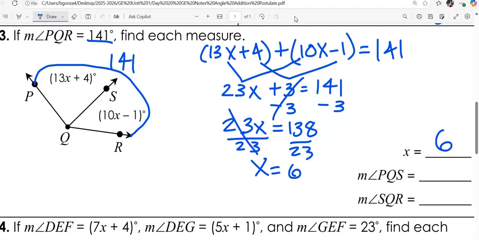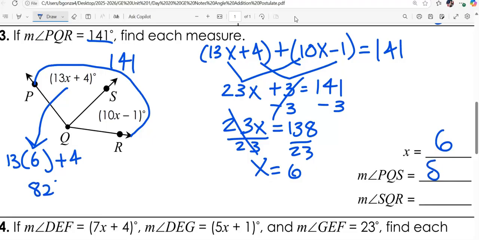Okay. Now, how do I figure out PQS and SQR? Look at your picture. PQS is 13x plus 4. So I'm going to replace x with 6. 13x means 13 times 6 plus 4. 13 times 6 is 78, plus 4 is 82 degrees. You could easily do that in Desmos. I'm just helping you out here.